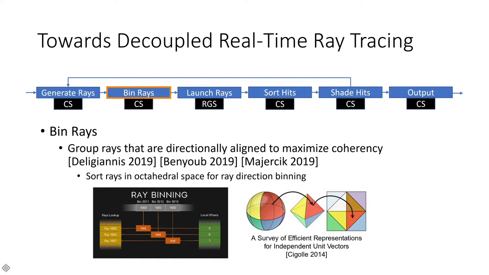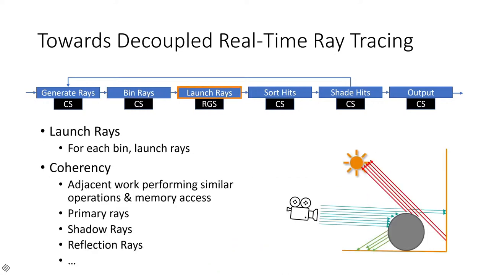It turns out that octahedral space is perfect for this. But binning can go beyond directions, like ray types that will do similar work, but direction is definitely a common way to do this. Then in a ray generation shader, for each bin, you launch the rays. This is to manage coherency, again, which is key for performance.